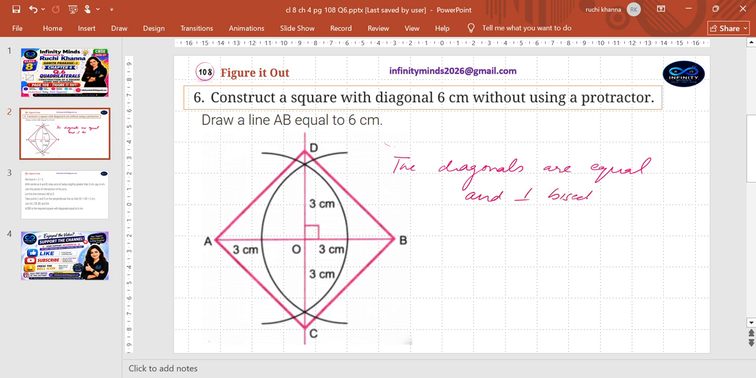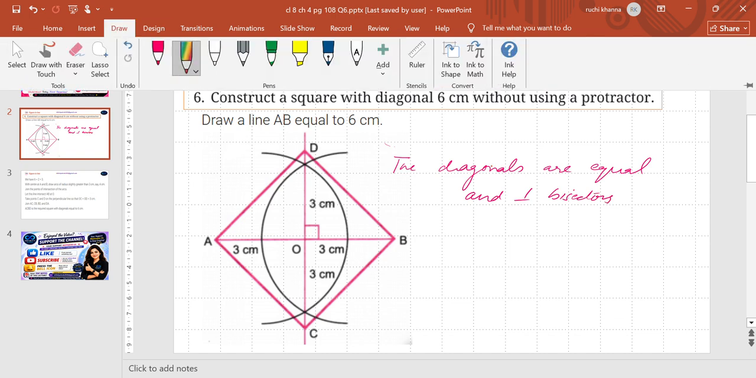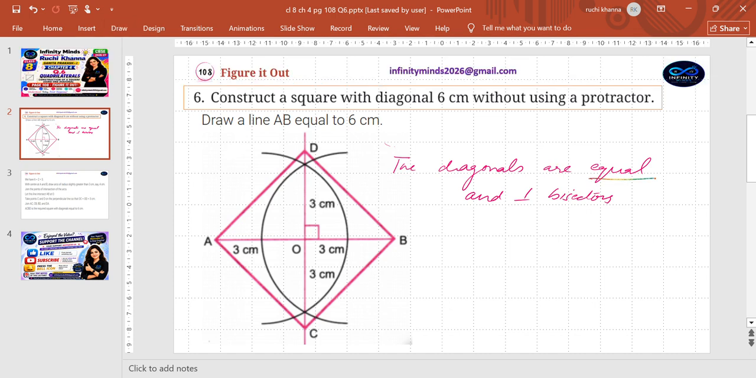Both the diagonals of a square are equal and they are also perpendicular bisectors. So there are three aspects: the diagonals are equal, they are perpendicular to each other, that is they meet at 90 degrees, and at the same time they meet at their midpoints. So given the length of one diagonal is equivalent to having the measure of both diagonals with us. So we shall start with that.